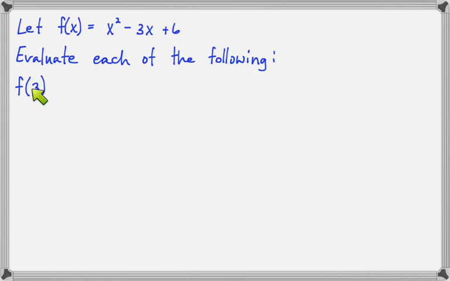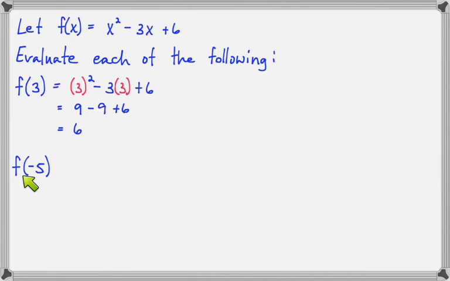So I will replace the x in this function with a 3. Instead of x squared, it will say 3 squared. Instead of minus 3 times x, it will say minus 3 times 3. And then the last term is plus 6. We go back and evaluate each term. 3 squared is 9. Negative 3 times 3 makes minus 9. The last term is plus 6. 9 minus 9 is 0, and 0 plus 6 is 6.